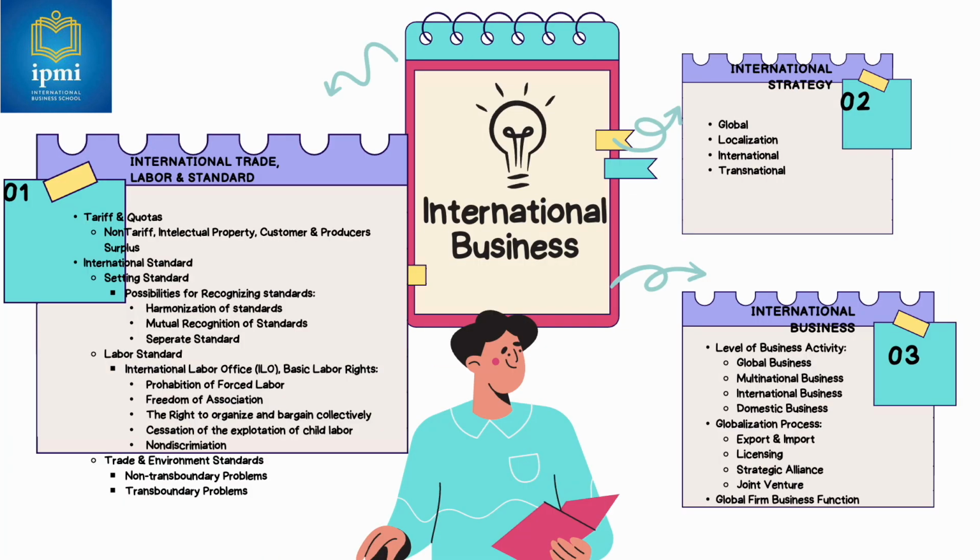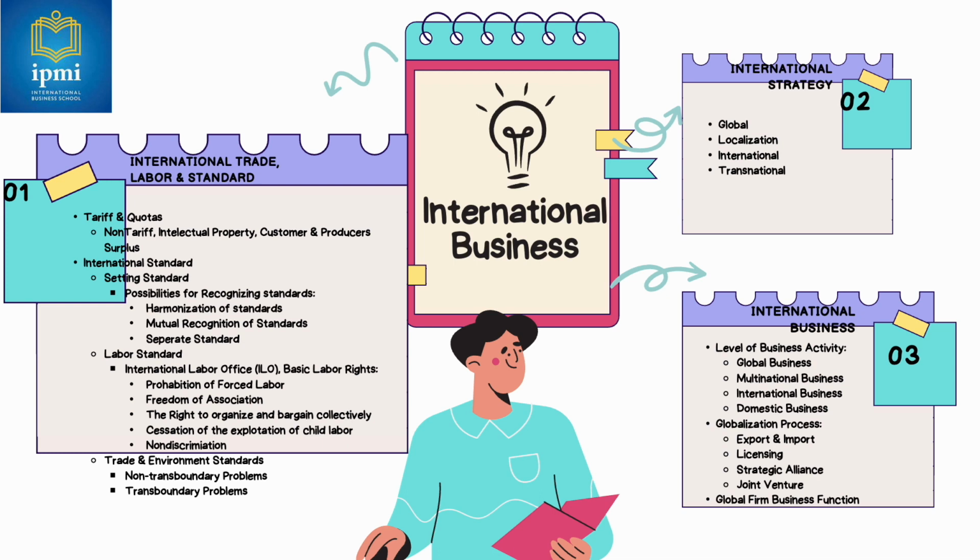Let's learn about international business. In international trade, we learn about commercial policy called tariff and tariff quota. A tariff is a tax on imports, while a quota is a physical limit on the quantity of importation. Quotas come in many forms, for example, import licensing requirements or voluntary export restraints. Global standardization is about setting a possibility for recognizing standards across countries, starting from harmonization, mutual recognition, and separate standards.